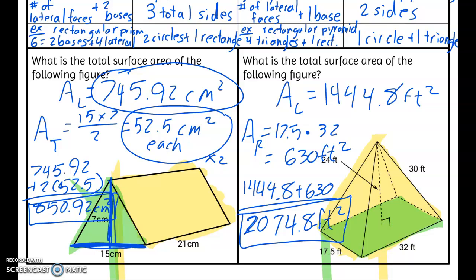So the only change from our notes yesterday is that we're just going to add in the bases, or the area of the bases, to find the total surface area.